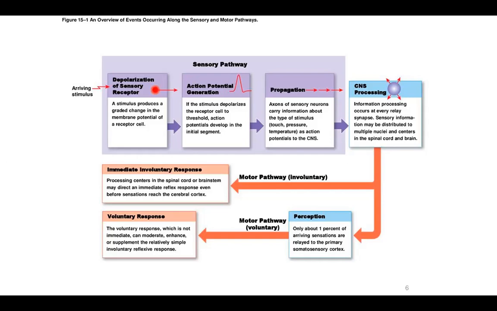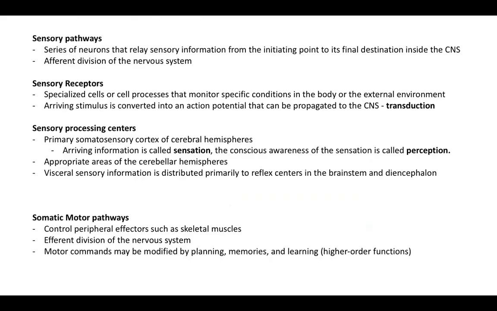So we'll go through the specifics of the pathways, talking about the receptors, specific sensory pathways up to the brain, and then specific motor pathways down. So sensory pathways, again, that's the afferent division. Okay, so that's information coming in towards the central nervous system. It starts at the sensory receptors and then goes through specific pathways up to the central nervous system.